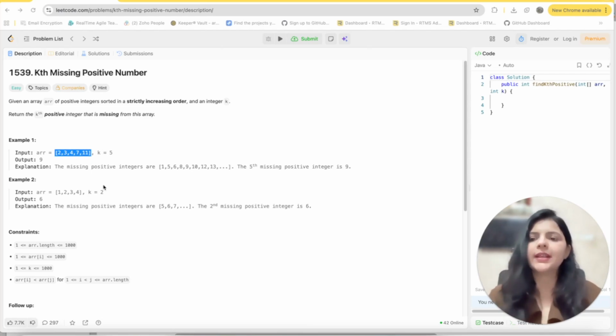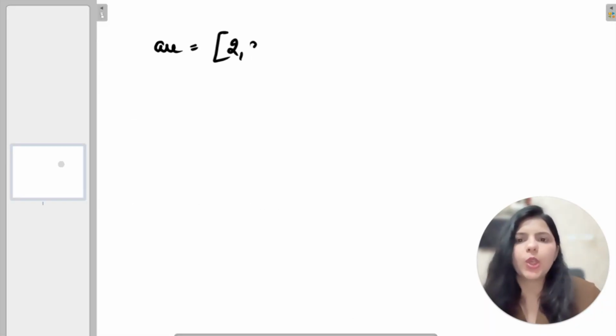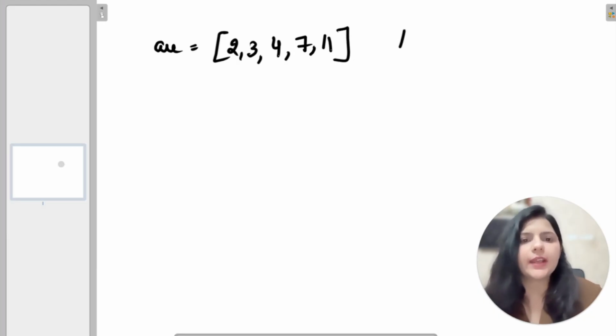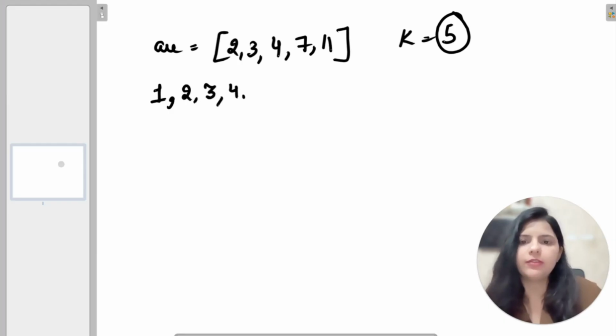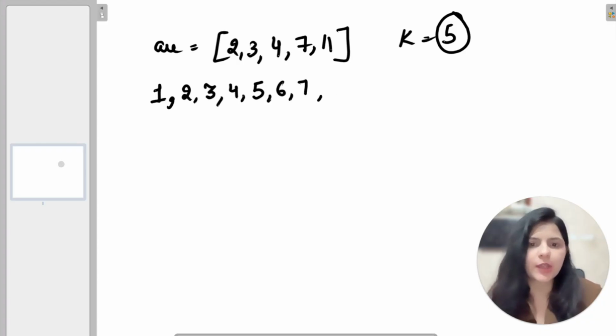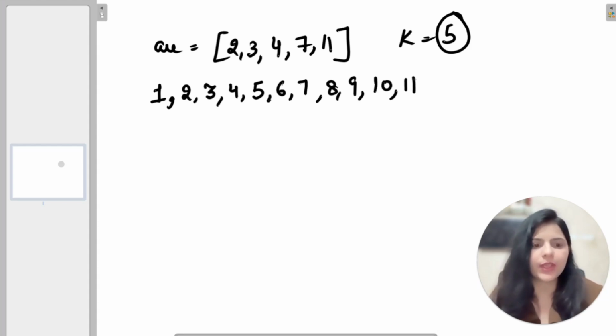So let's understand how we are going to solve this problem. We have been given this array 2, 3, 4, 7 and 11, right? And k is 5, so we have to find the fifth missing number. So if there were no missing numbers, what is going to be the array? 1, 2, 3, 4, 5, 6, 7, 8, 9, 10 and 11, right? So we have to find the fifth missing number.